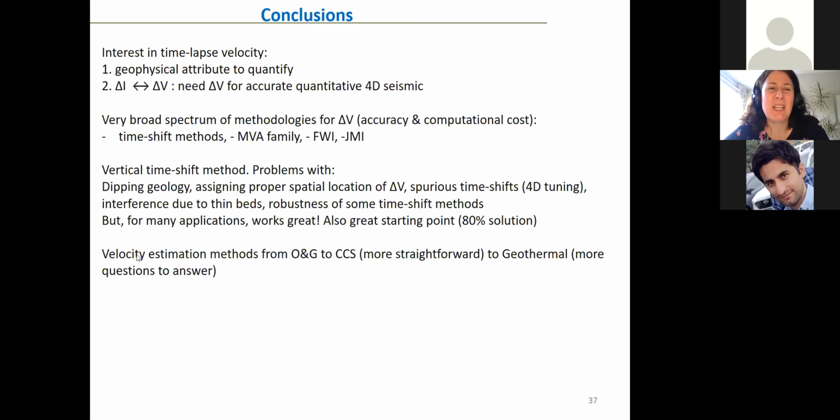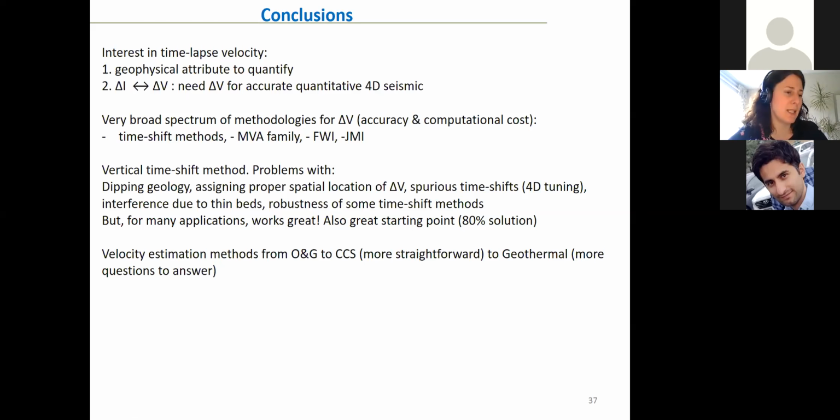So I want to say we are interested in time-lapse velocity for two reasons. The first is it's a geophysical attribute we want to quantify. So it tells us things about the pore fluids. It tells us things about geomechanics. And the second reason is we need a better velocity estimate throughout time to get better image quality in a 3D and 4D sense, as well as quantify better the 4D response.